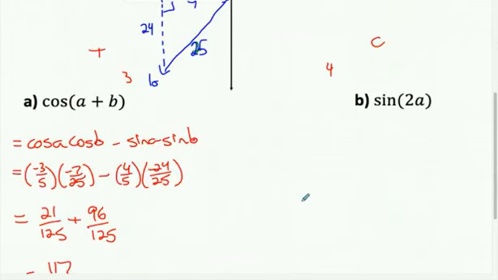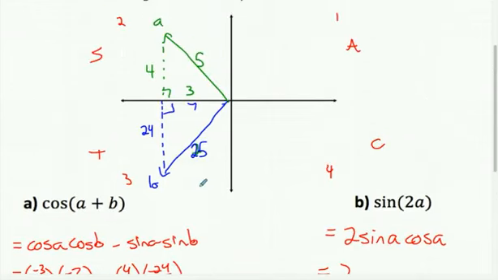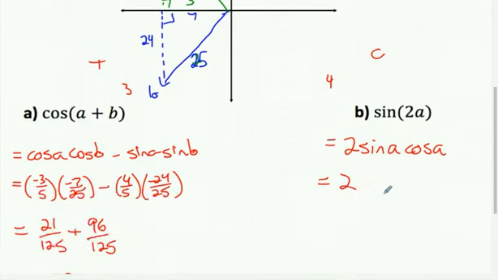How about sine of 2A? Hopefully you remember the identity for this is 2 sin A cos A. So 2, and then sine A, here's angle A, sine is 4 over 5, which stays positive because we're in the sine quadrant.